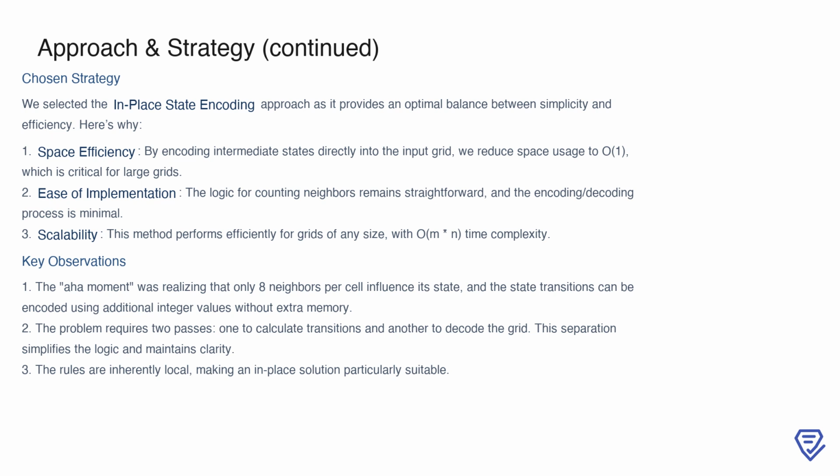A key insight that guided this choice is the realization that only the 8 neighbors of a cell influence its state, allowing us to efficiently compute transitions without extra memory. The problem naturally lends itself to 2 distinct passes, one to calculate and encode state transitions and another to decode the grid back to its final state. This separation streamlines the logic and makes the solution clearer. Additionally, since the rules of the game of life are local to each cell, modifying the grid in place aligns perfectly with the problem's requirements, making this approach particularly well suited.